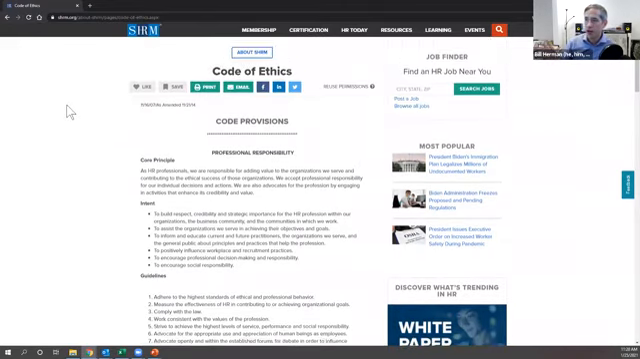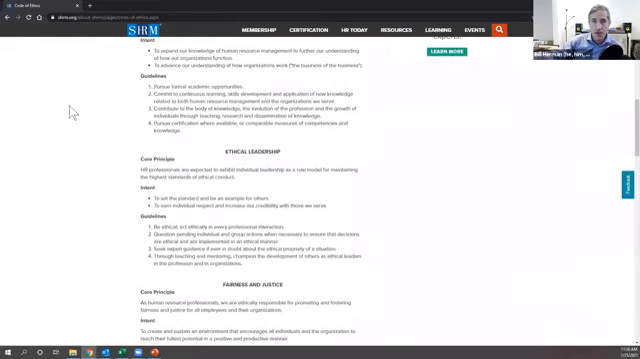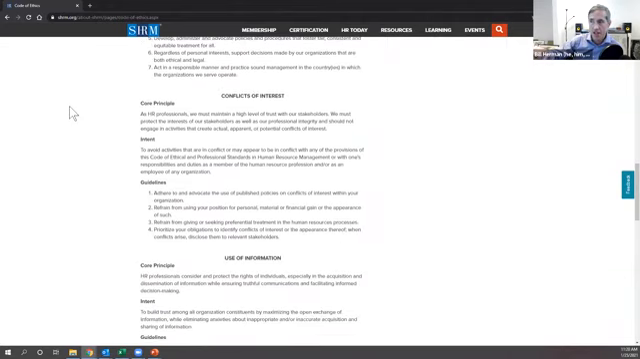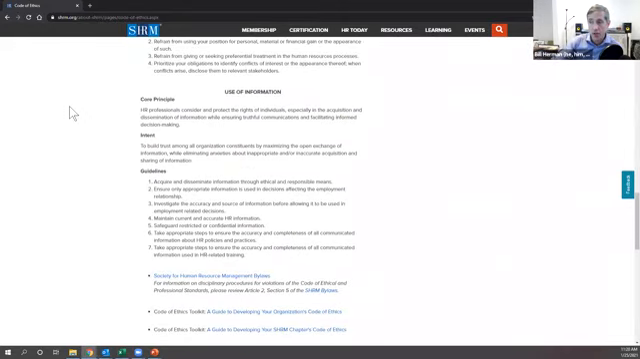So the code of ethics has several areas into which their principles and guidelines are set. And so I'm going to skim through so you see what those are. So the first is professional responsibility. The second is professional development. The third is ethical leadership. The fourth is fairness and justice. The fifth is conflicts of interest. And the sixth is use of information.